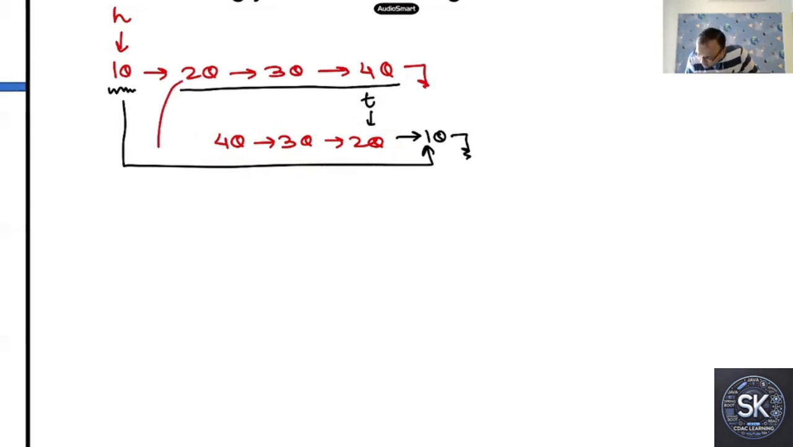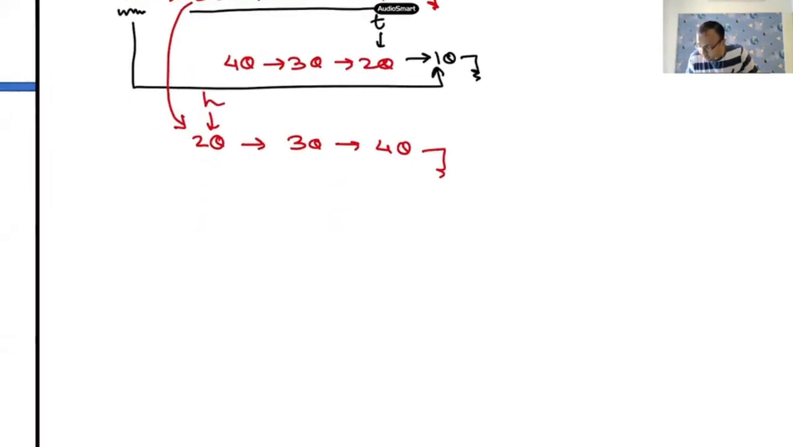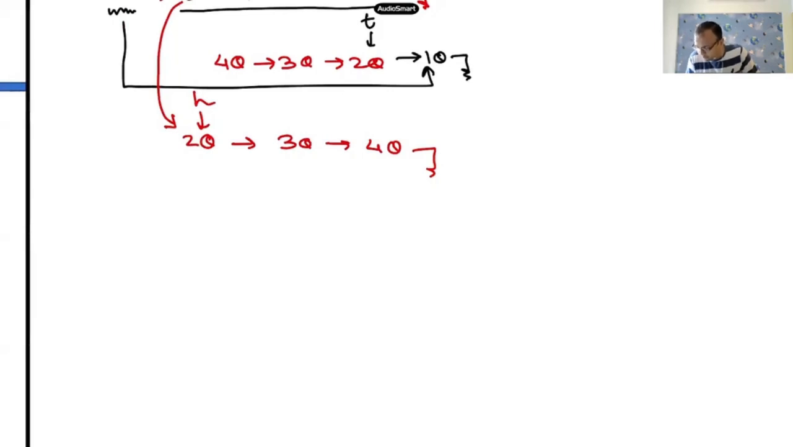So I was trying to tell you that you consider internal recursion will go something like this. For 20, 30 and 40, the linked list is like this. Obviously this is h, this is the head of this. And now again follow the same procedure, that you reverse the rest of the list and then append this at the end of the last node.